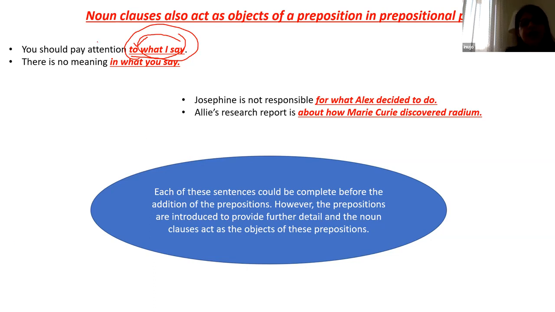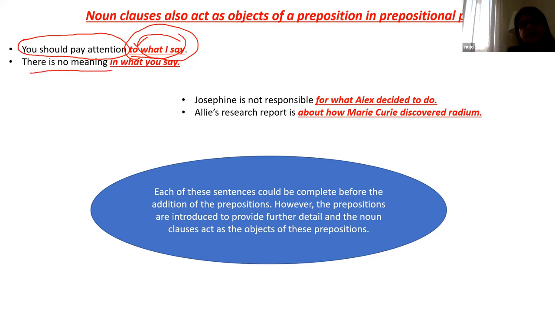Before adding the preposition, is this sentence complete? You should pay attention. Is this sentence complete before the addition of the preposition? Yes, it is complete. You should pay attention. Isn't it complete? It is complete. Now, let us see this.